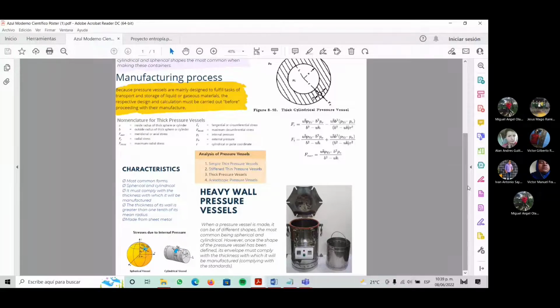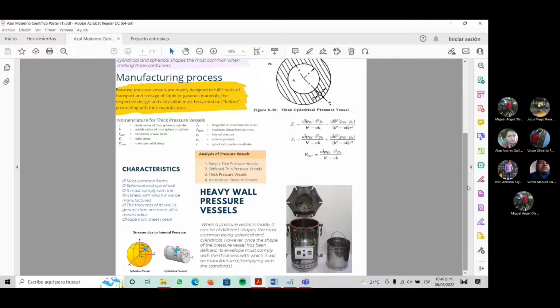Talking a little about the characteristics of this component. When a pressure vessel is made, it can be of different shapes, the most common being spherical and cylindrical. However, once the shape of the pressure vessel has been defined, it must comply with the thickness with which it will be manufactured, complying with the standards. This will be defined at the time of carrying out the calculation of the vessel, because the thickness will depend mainly on the pressure difference and the tension to which it is subjected.